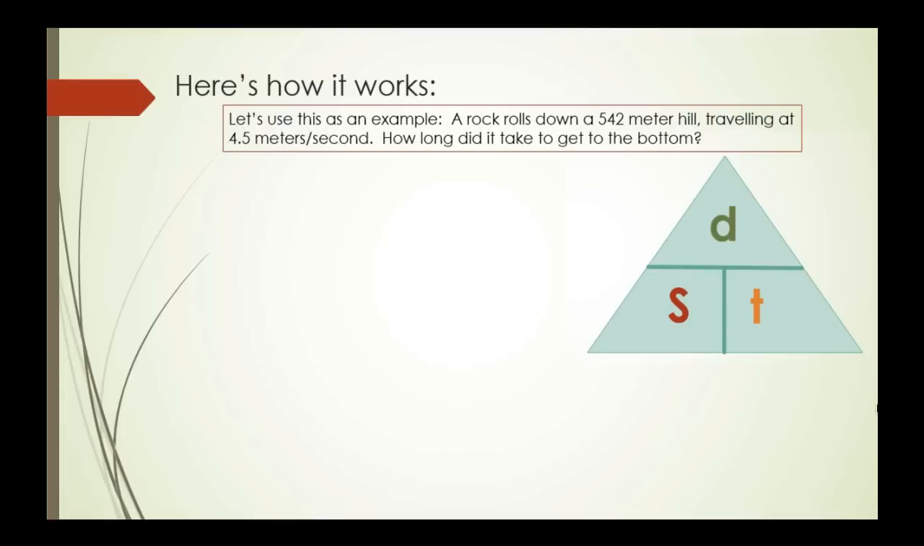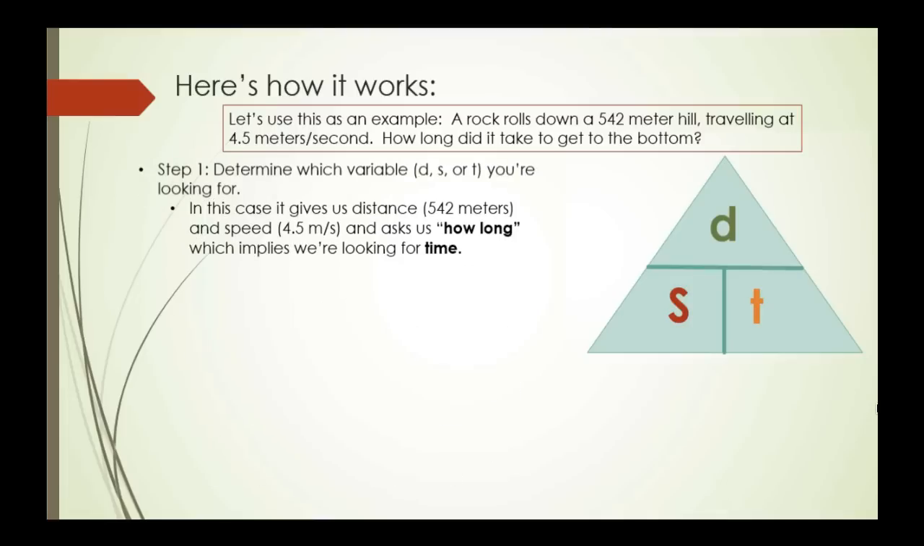So here are the steps to solving this problem. Step number 1. First, we need to determine which variable, d, s, or t, we're looking for. Okay, in this case, it gives us the distance, 542 meters, and speed, 4.5 meters per second, and asks us how long, which implies we're looking for time. So t is the unknown, so we would write t equals, because that's the thing we're looking for.